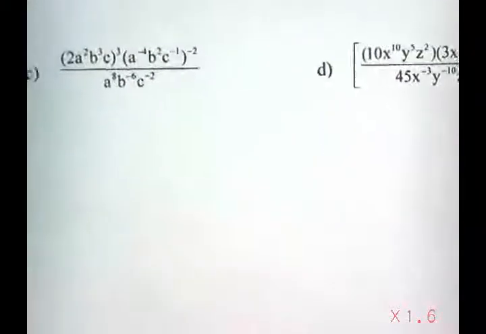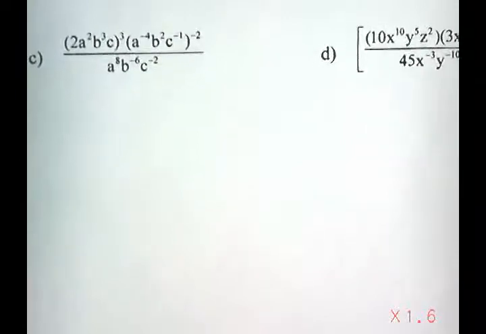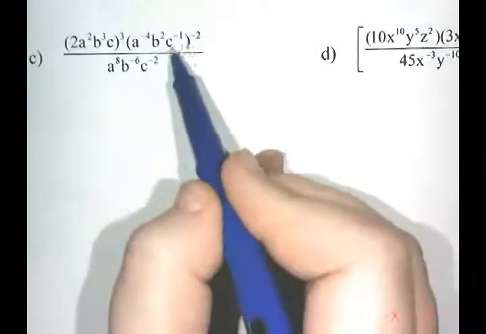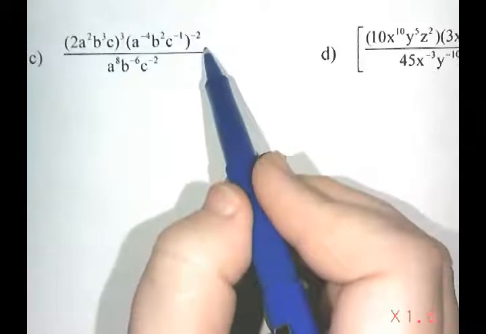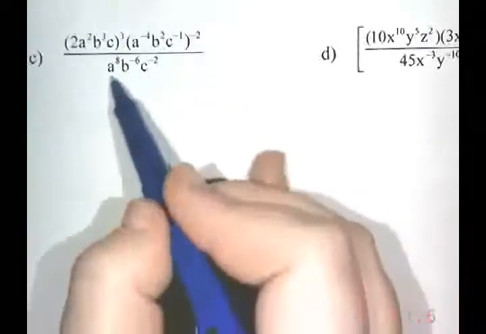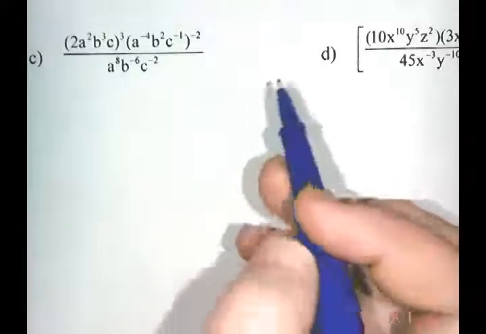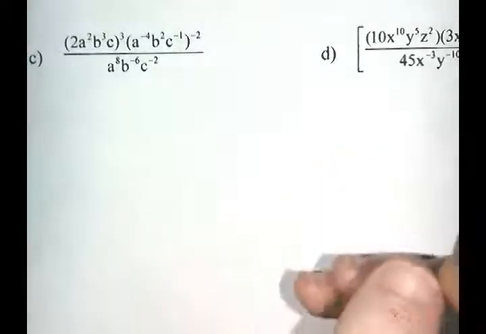All right, our next example, we have 2a squared b to the 3c all to the power of 3 times a to the negative 4, b to the 2, c to the negative 1, all to the power of negative 2, divided by a to the 8, b to the negative 6, c to the negative 2. So first thing you want to do, don't worry about the negatives, just use exponent laws.